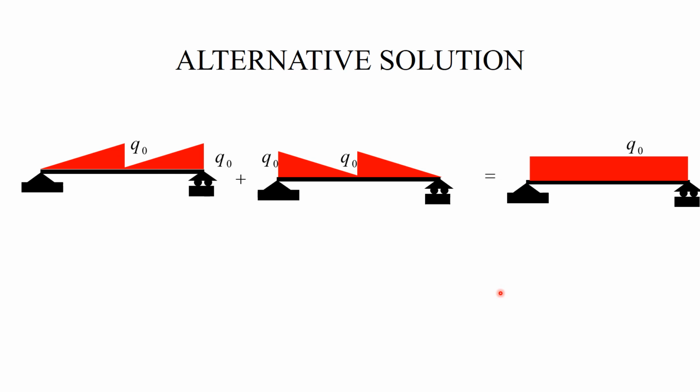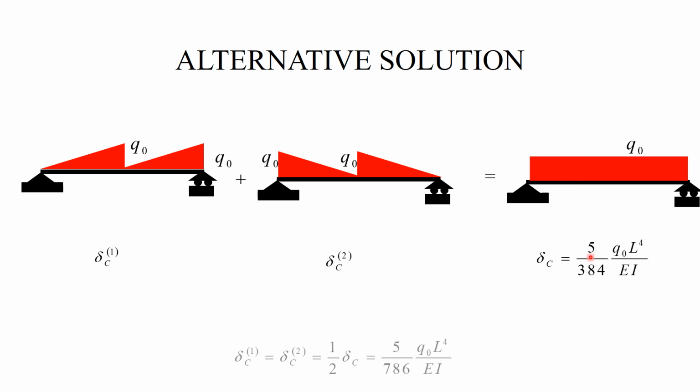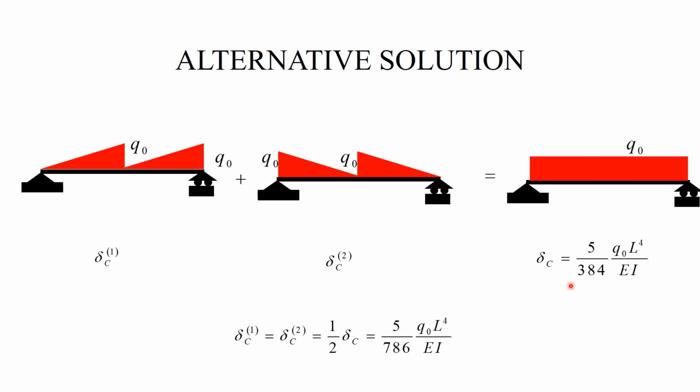Then I observe that the displacement at the center of this beam plus the displacement at the center of this beam is equal to the displacement at the center of this beam, and this is of course the tabulated beam, and the answer is 5/384. But then I also observe that the displacement at the center of this beam and this beam are equal. And since they're equal, they must be equal to half of this displacement. And that's what is stated here.